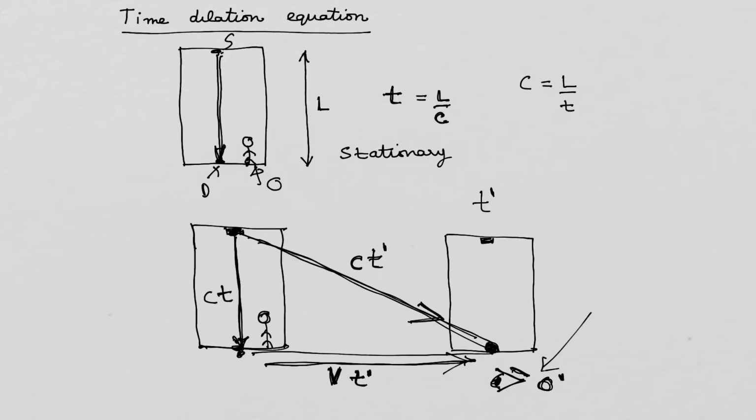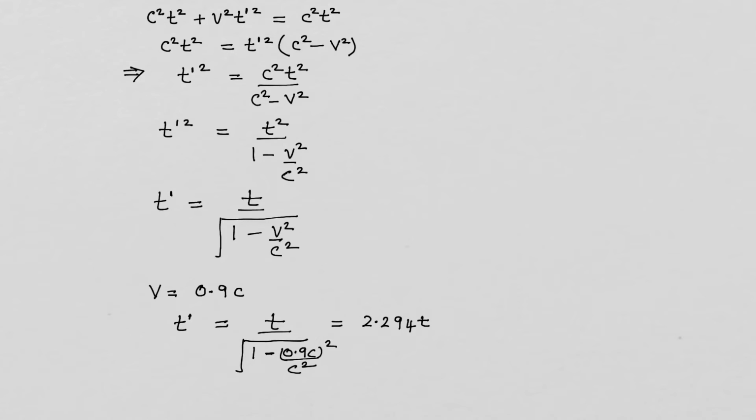Now we are going to use the Pythagoras theorem here. This is the triangle here. v into T dash. This is c into T, and this is c into T dash. Now when we apply the Pythagoras theorem, this is what is going to happen. c square T dash square equals v square T dash square plus c square T square. So this is equation 1, the Pythagoras theorem. We move this v square to this side, and we have a mathematical equation like this.